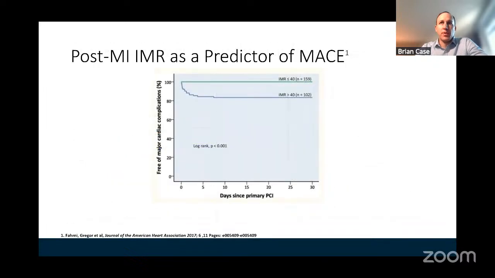And then also your post-MI patients. If a patient comes in with a STEMI, you get a door to balloon time of 22 minutes, and you get a beautiful result, but then their IMR leaving the cath lab is above 40, they have a higher risk for adverse events going forward.